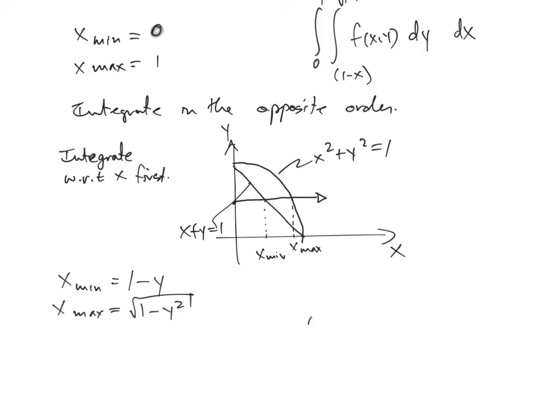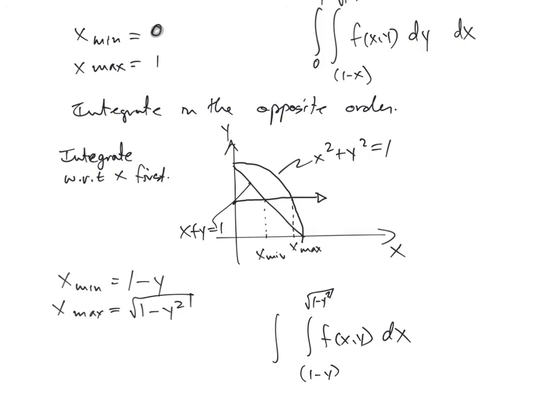Okay, so that means my inner integral is going to be from 1 minus y to the square root of 1 minus y squared of my function, whatever it is, we're not told what it is, dx, integrating with respect to x first. Notice that the limits are functions of y. So after I've finished this integral, I'm going to end up with some expression with y's in it. All the x's better be gone, because I integrated with respect to x. They've got to be gone. So I'm only left with y's.